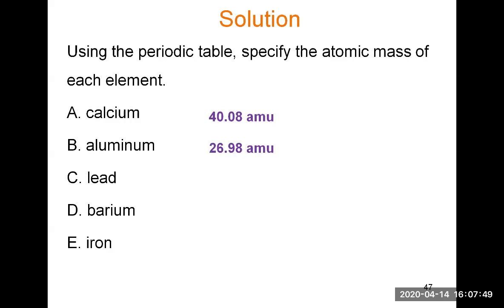Lead, the symbol for lead is Pb, slightly below aluminum, has an atomic mass of 207.2 atomic mass unit. Barium, on the left side of the periodic table with symbol Ba, atomic mass 137.3 atomic mass unit. Iron, symbol Fe, in the middle of the periodic table on the top, and its atomic mass is 55.85 atomic mass unit.